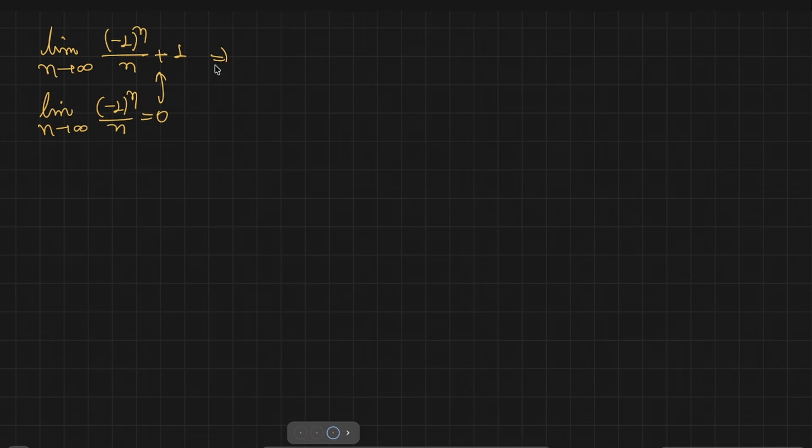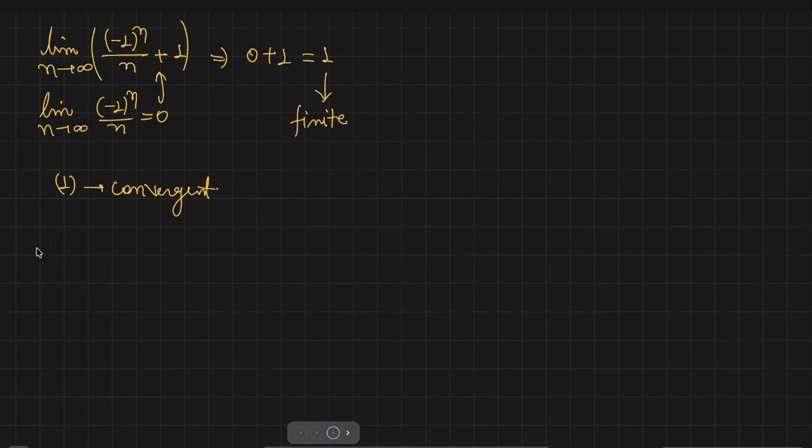So apply the limit as n tends to infinity of minus 1 power n by n, plus 1. We know that the limit of minus 1 power n by n is going to be 0. Then it will be 0 plus 1, which is 1. If it is 1, then it is finite. Once the limit is finite for a sequence, the first sequence is convergent.